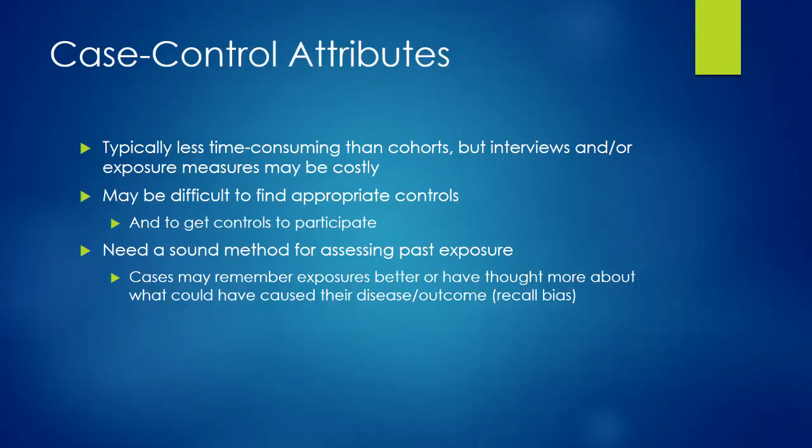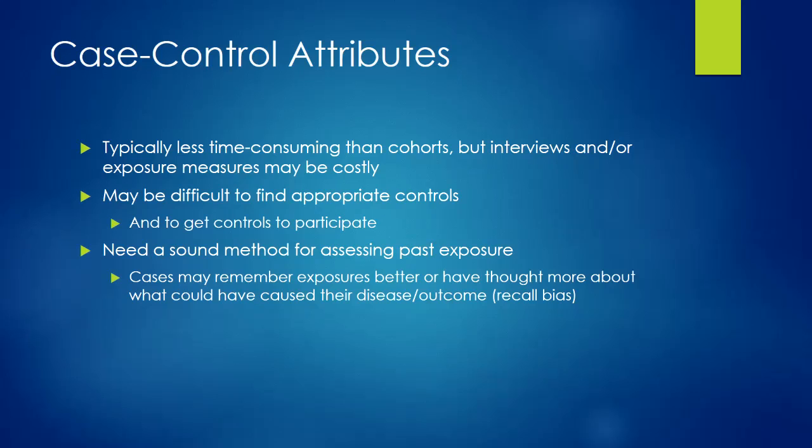So these tend to be less time consuming than cohorts because they're always retrospective, but the interviews can be time intensive, and it may be costly to try to do exposure measurements. For example, there may be blood samples that are sitting in storage that hadn't been tested for the exposure you're interested in, so it's possible to do that, but there would be a cost associated with it. As I said before, it can be really difficult to find appropriate controls for your cases and then to get them to participate. Often people who have a disease are motivated and interested in finding out why they have that disease, but controls would not share the same motivation.